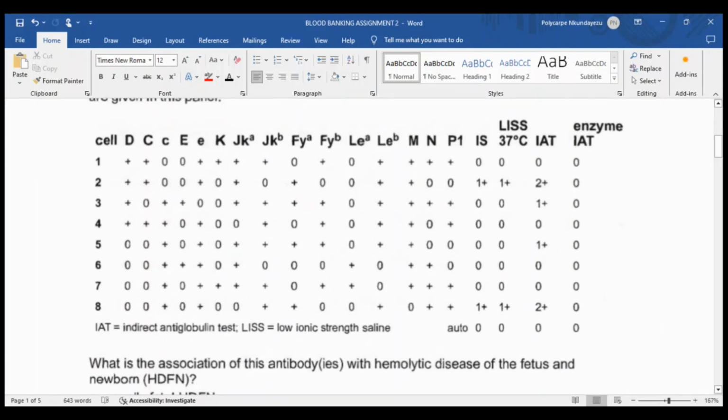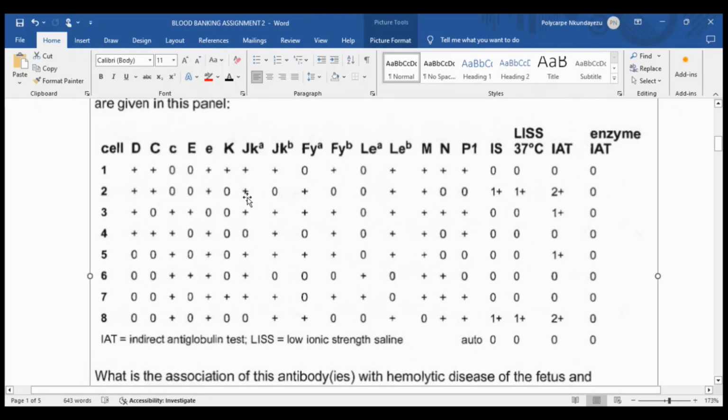versus where E is present, for example, in cell number 2, there is no E at all, and Duffy is just reacting. Duffy is there and the cell is reacting. But if you look at where Duffy is absent, there's no reaction at all. For example, cell number 1, Duffy is not there, and there's no reaction. Cell number 4, Duffy is not present, and there's no reaction. Cell number 6, Duffy is not present, and there's no reaction, and even cell number 7.